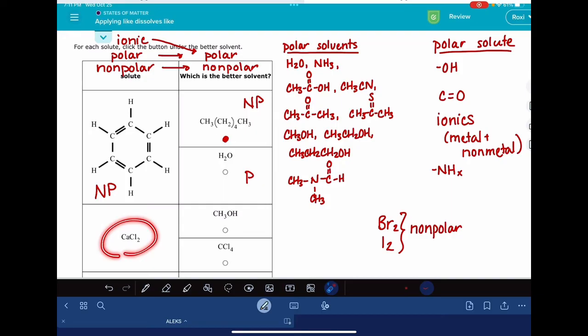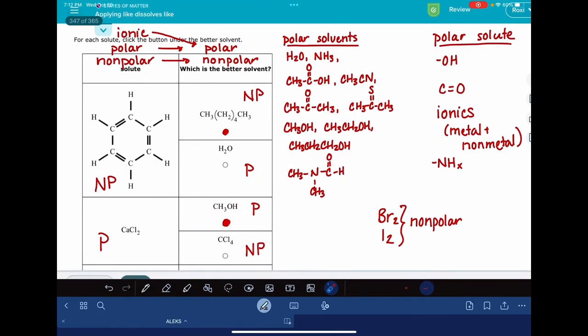Here's another one written in a molecular formula as opposed to a Lewis structure. That means that it is probably ionic. And we're going to analyze it a little bit more carefully. We can see that we have a metal, calcium, with a nonmetal, so that means it's definitely ionic. That makes this polar. What kind of solvents are we working with here? Look at this guy, CH3OH. That is one of our polar solvents, which makes, by default, the other one nonpolar. So we're going to pick the polar solvent because we're trying to match up the polarity of the solute and the solvent.